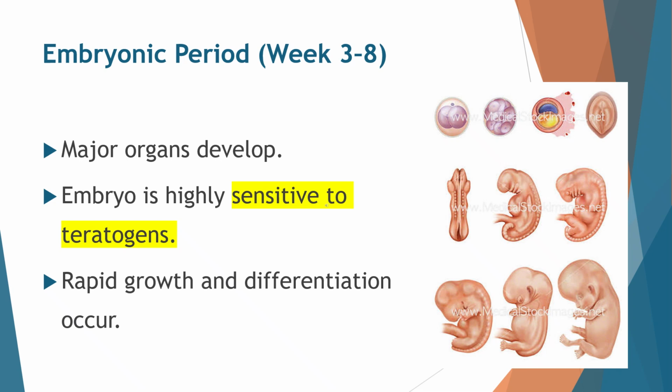By the end of the 8th week, the basic structure of almost every organ is already formed. Although these organs are still small and immature, they will continue to grow and mature during the rest of the pregnancy. Another important point about this period is that the embryo is highly sensitive to teratogens.